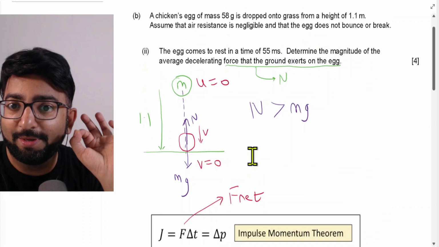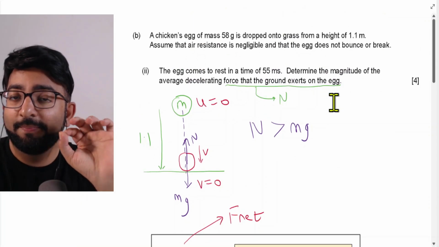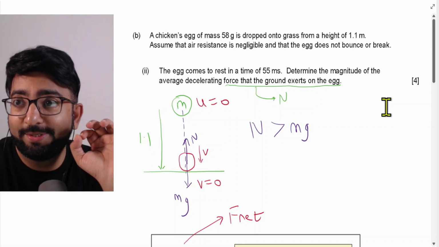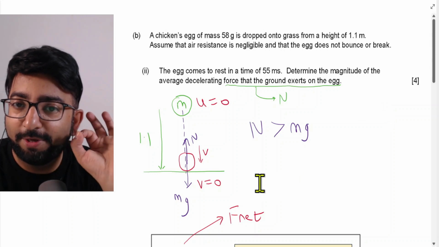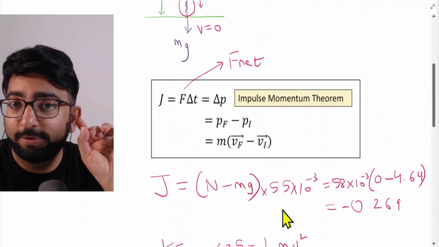But the question was asking us to find the force that the ground exerts on the egg. So be careful. What the question is asking you to find is nothing but the normal reaction, which we have figured out as 5.5 newtons. So that's how we solve such questions.